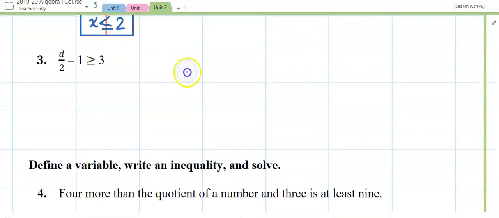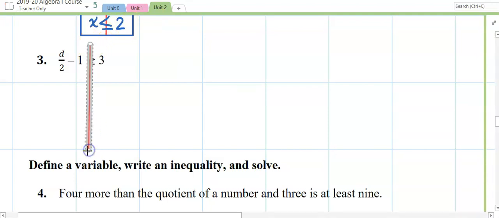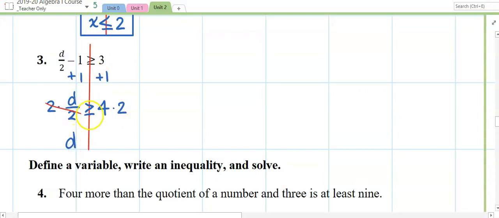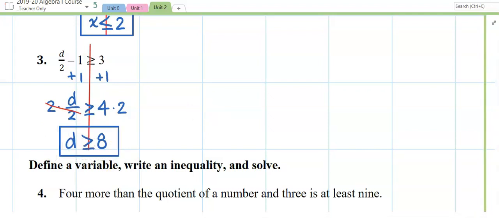The third example. Step 1, we add 1 to both sides. I'm left with d over 2 is greater than or equal to 4. To get rid of divided by 2, I need to multiply both sides by 2. Should I flip my symbol? No, I'm not multiplying or dividing by a negative. So d is greater than or equal to 8 is my solution.